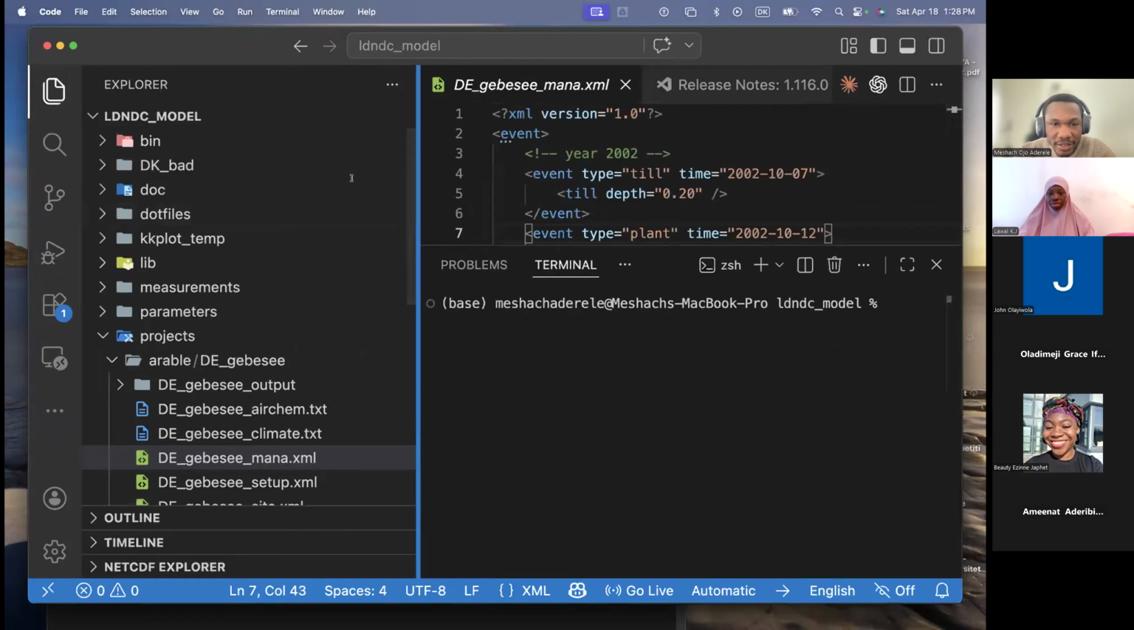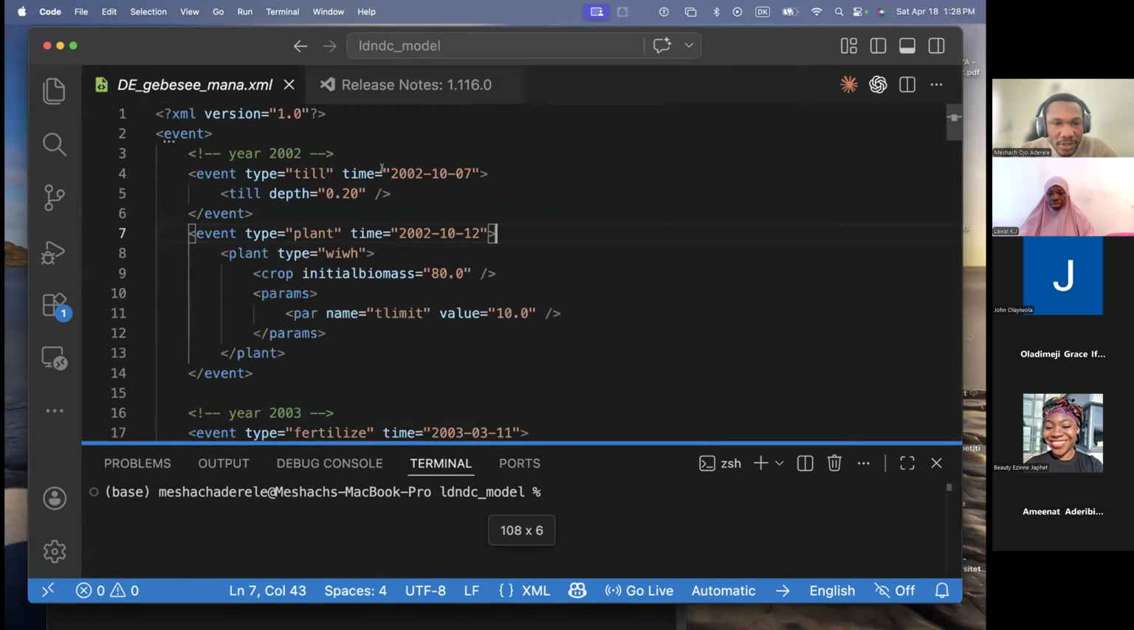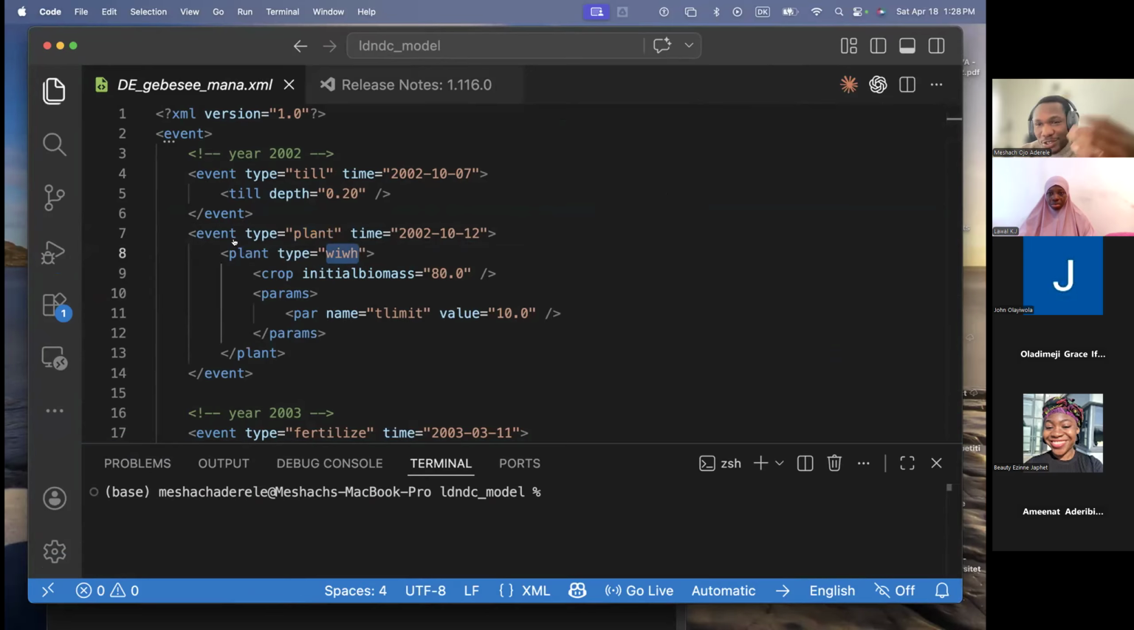And let me zoom this out. All right, so this is an example. For this, I'm telling it, do tillage in this year, in these dates, and in this month. The depth of the tillage is 20 centimeter. Do planting, all right? And the crop I'm planting is winter wheat on this date. So I'm giving that instruction to the model.